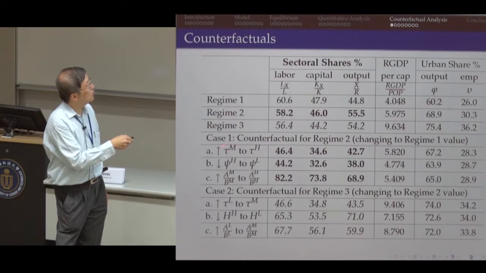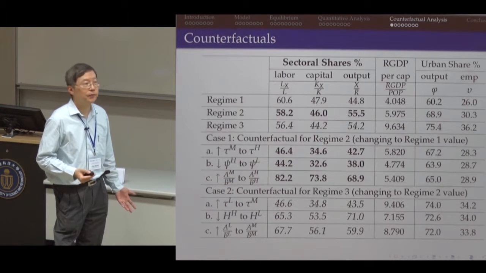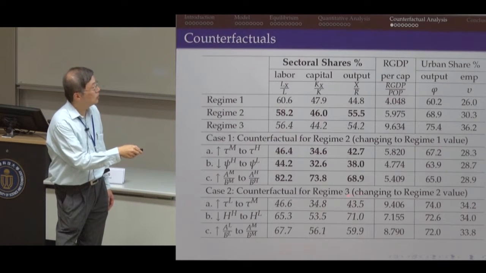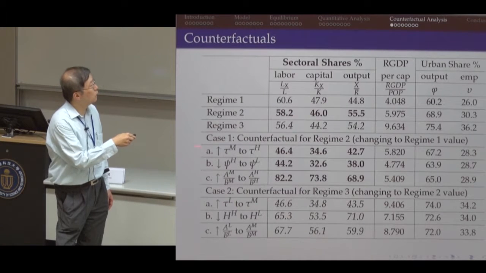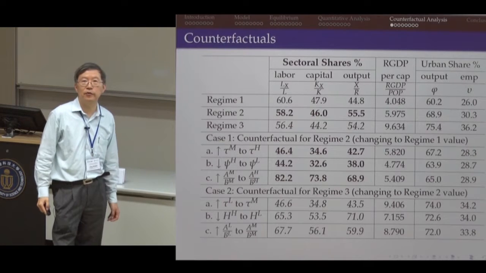Then we say, suppose we restored one by one each parameter back to region one, then see what happened. Okay, so this is the result. Then we do counterfactual two. We restored region three stuff one by one to region two, and then see what happened. So this is counterfactual, very simple.